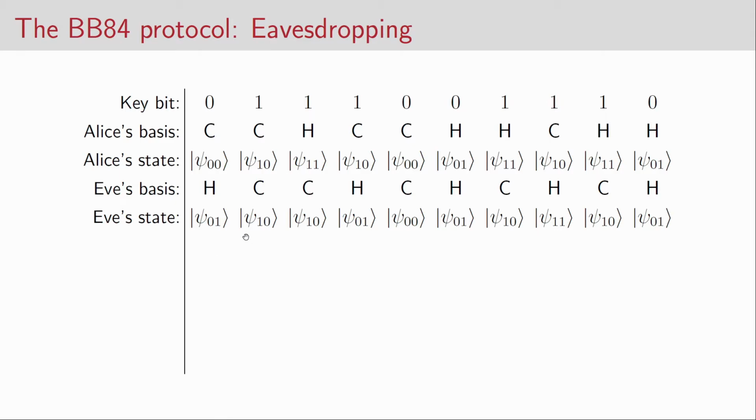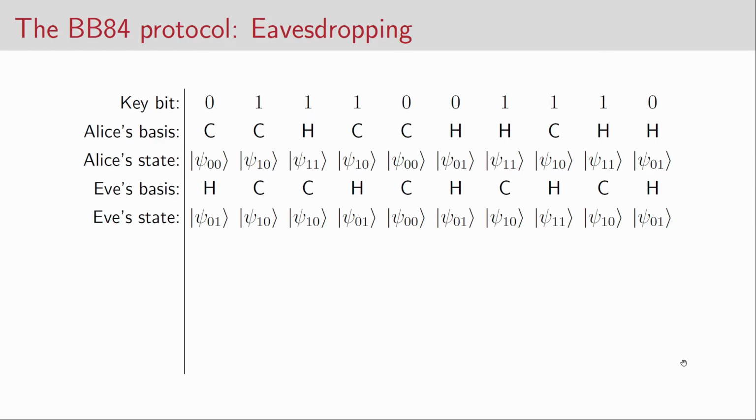If, on the other hand, Eve has chosen the right basis, which is the case for the second key bit, where Alice has encoded the bit in the computational basis and Eve has measured the bit in the computational basis, then the state she sends to Bob is exactly the state that Alice intended to send to Bob. Because in this case, there's only one possible result that Eve can get, which is 1.